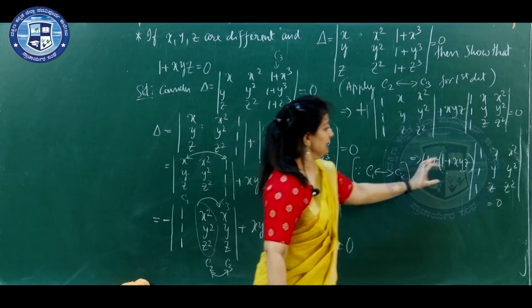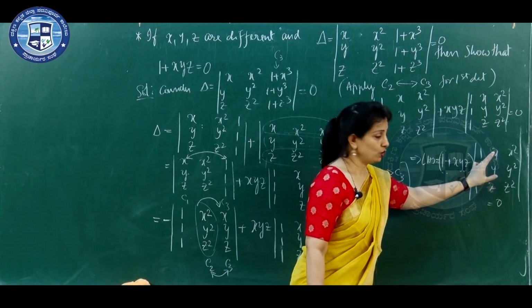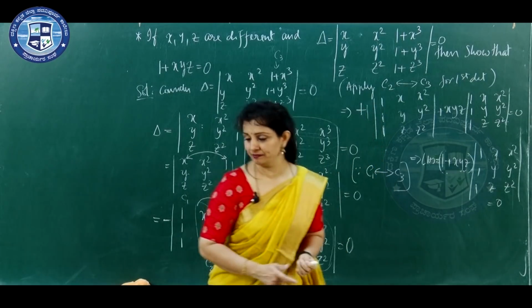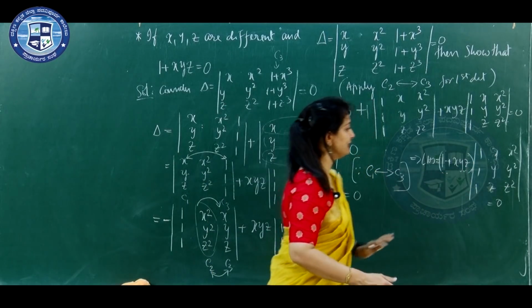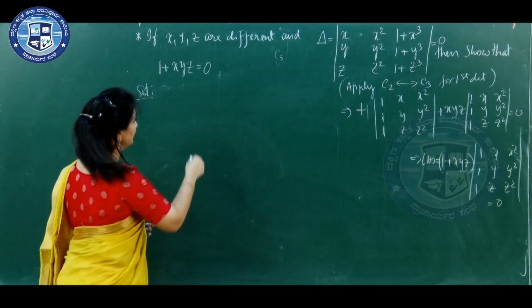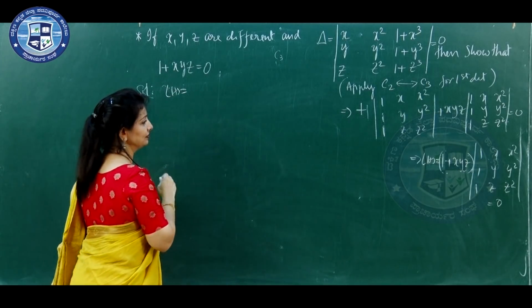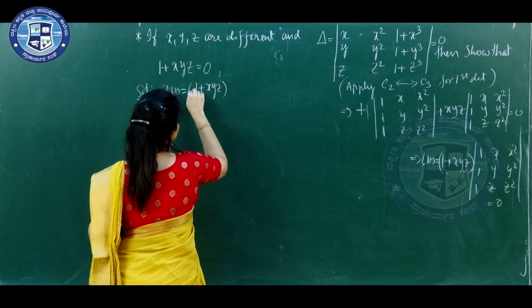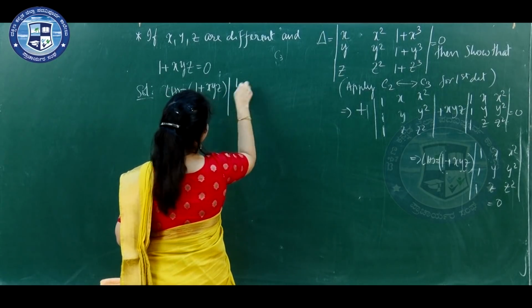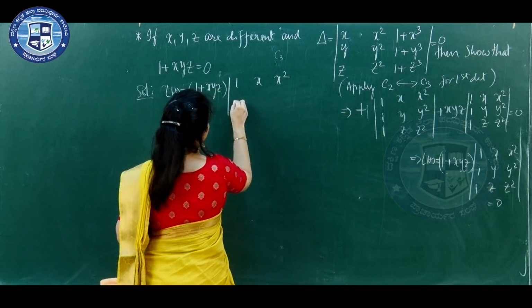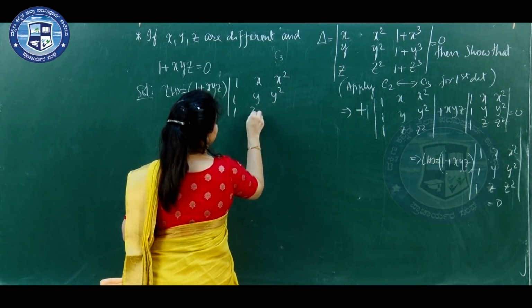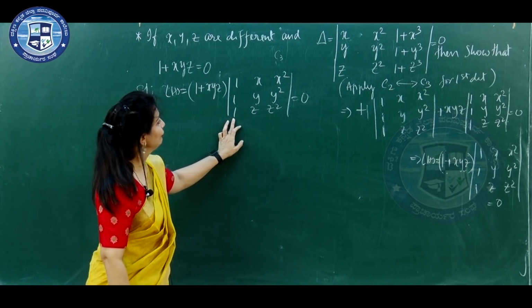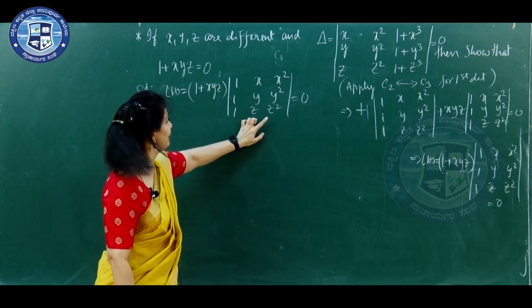Now when the product of two terms is 0, one of them must be 0. So let us see what the other factors of this determinant are. We will get the value of the determinant. LHS equals 1 plus x y z into the determinant of 1 x square, 1 y square, 1 z square, which is equal to 0. Look at this. Here we have to get the factors of this.